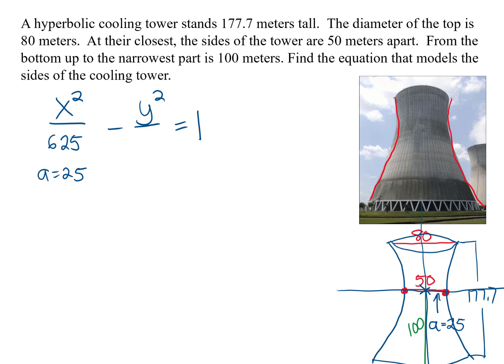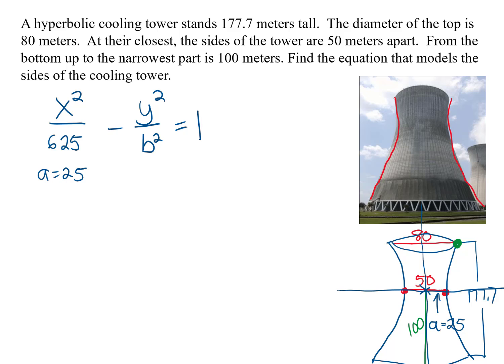Now I want to try and figure out what the b squared is, and I don't have that information, but there is some other information I do have that will lead me to get the b squared. I can figure out what this point is on the hyperbola, and if it's a point on the hyperbola, it makes the hyperbolic equation true, so I could plug that in for the x and the y and find the b squared. So let's figure out what that point is.